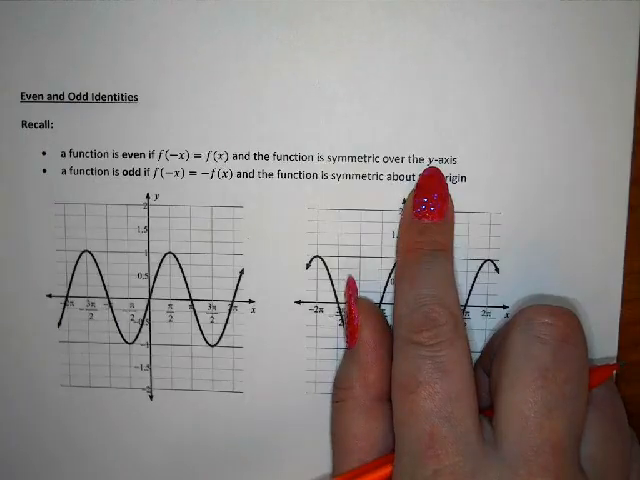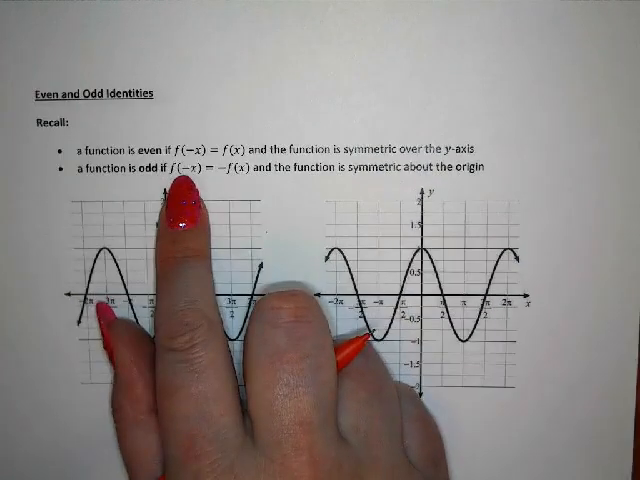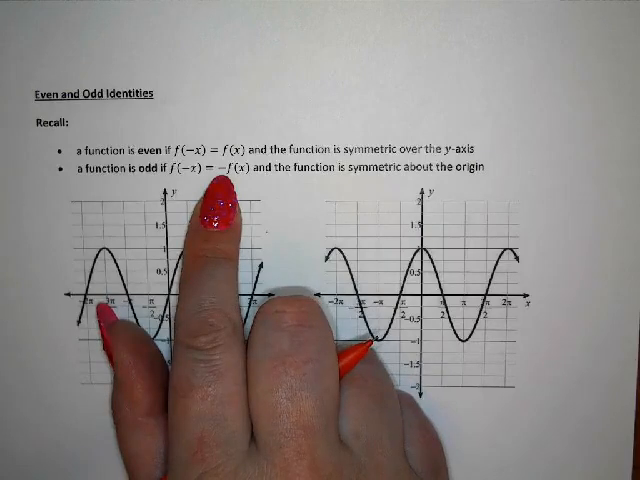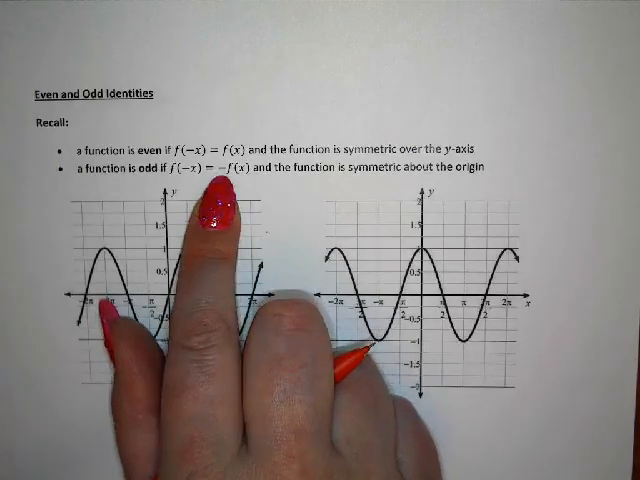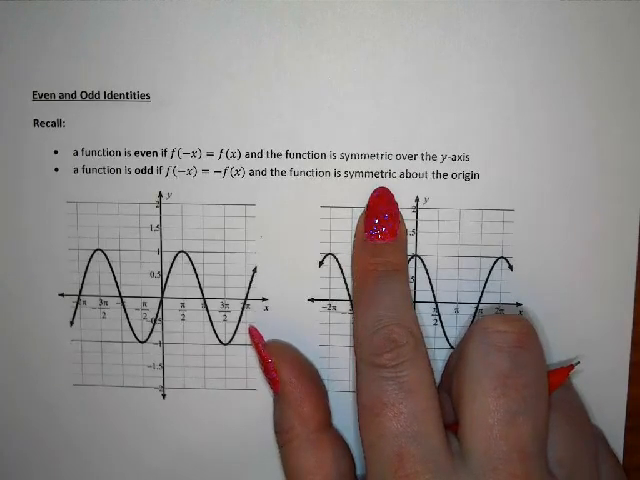A function is odd if you plug in negative x for all the x's in the function, and after you do all your mathematical simplifying, you end up with the negative version of the function. This is true for y equals x to the third. And you'll find with these functions that it's not like folding symmetry, it's like spinning symmetry. If you were to put a pencil at the origin and spin them 180 degrees, then you would see that it's symmetric about the origin.